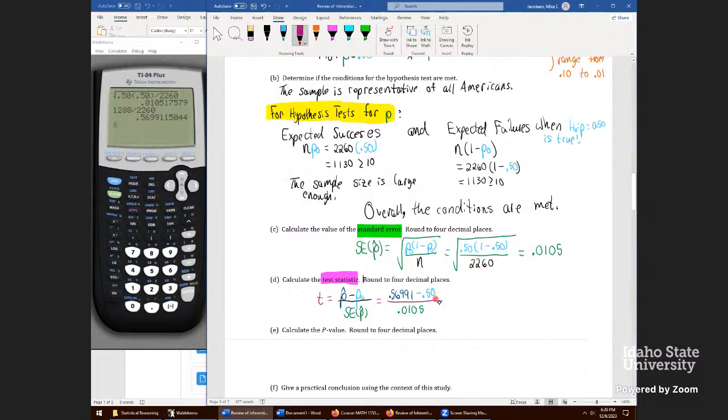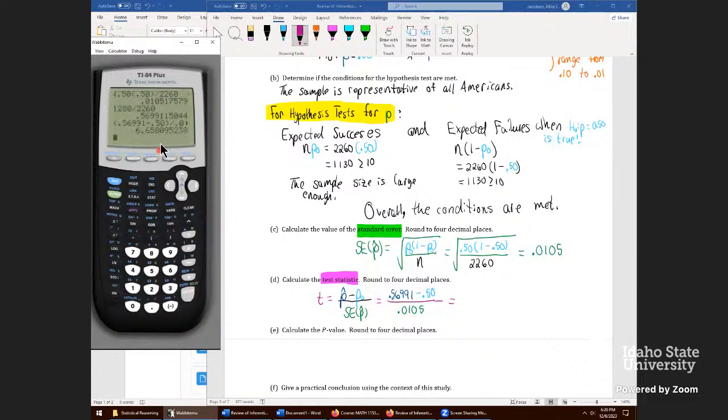Okay, so that's the full structure. Back to the calculator, we're going to find that we're quite a few standard deviations away because the standard error was small in this thing, and this is about 7% off. So let's take 0.56991 minus 0.50, and then division by 0.0105 gives us this as a result. Now that's a lot of standard deviations, so we're going to have a highly, highly significant result. We have 6.6581.